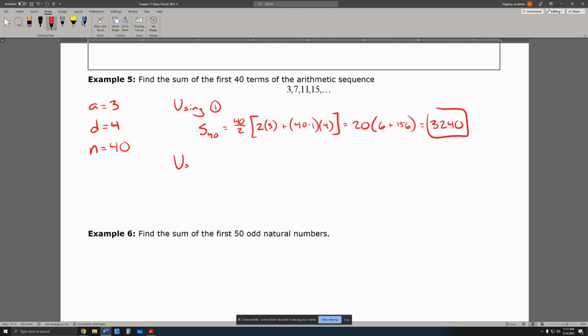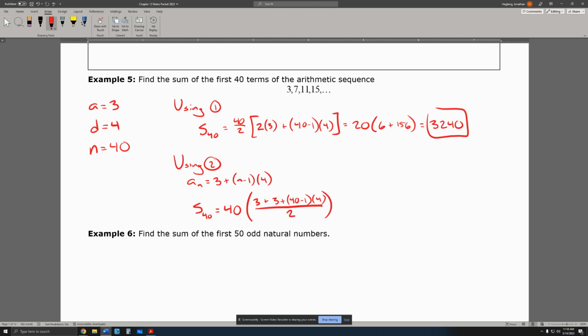If we were to use method 2, we need to know the explicit definition. We know that an is equal to the first term, 3, plus the quantity n minus 1, times our common difference d, which is 4. Okay? So plugging it in, the 40th partial sum, S40, is equal to n, 40, times the quantity 3, our first term, plus our explicit definition, which we know is 3 plus the quantity 40 minus 1 times 4, and that's all over 2.